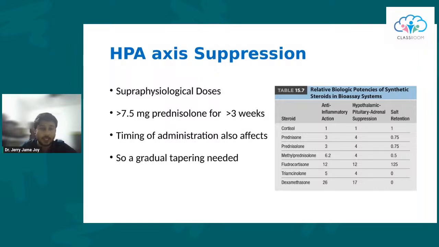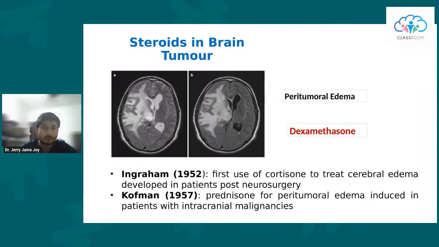So any patient who is suspected or anticipated to have HPA axis suppression, once the clinical effect has been achieved and we have decided to withdraw steroids, we should not abruptly stop the steroids. A gradual tapering is needed because rapid withdrawal of steroids can cause an Addisonian crisis.